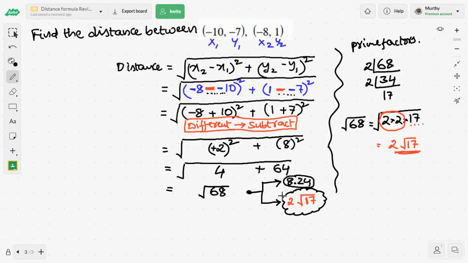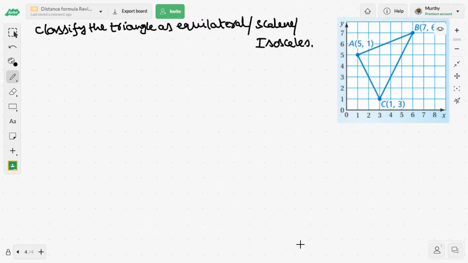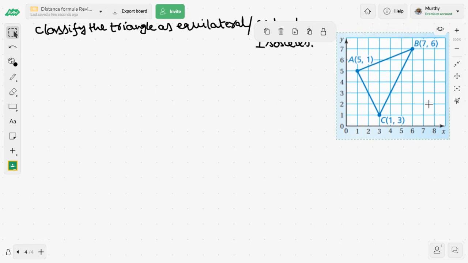Okay, now let me take a question on how to classify the given triangles and quadrilaterals. On the next page, the question is: classify the given triangle as equilateral triangle, scalene triangle, or isosceles triangle. So let me move this a little down.